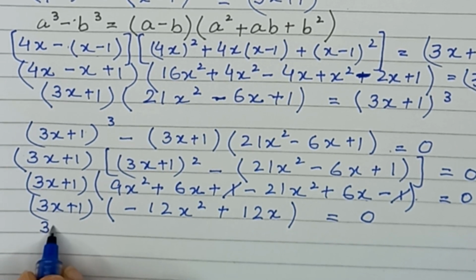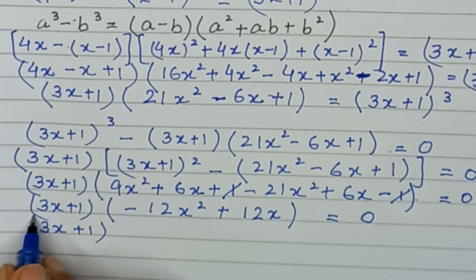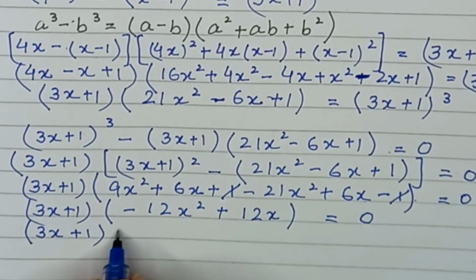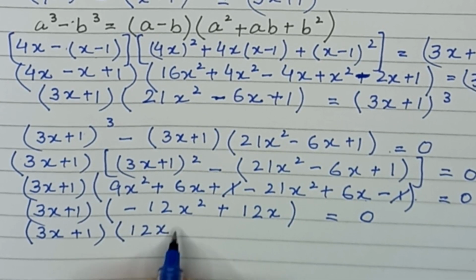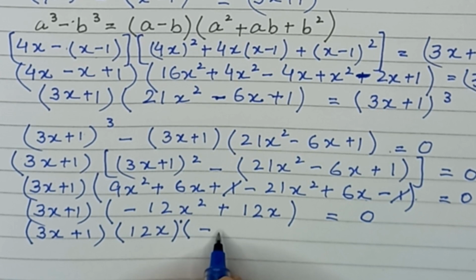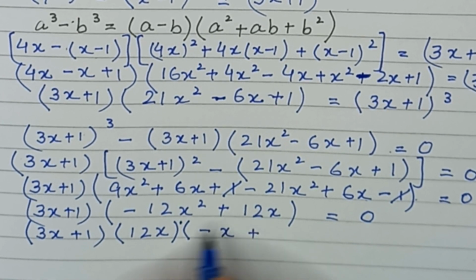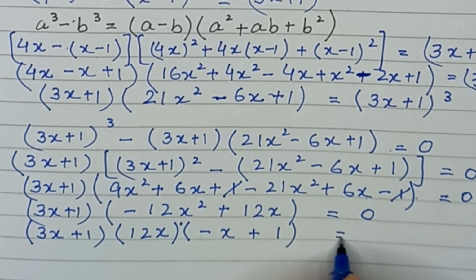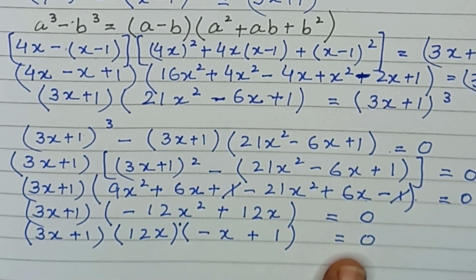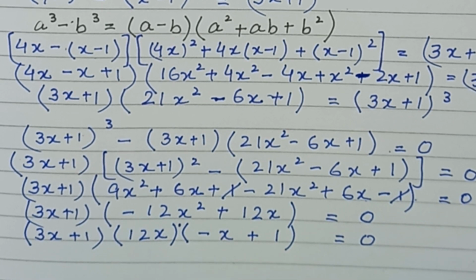So here we have 3x+1, and from these two terms 12x is common, so we will take 12x common here. So this divided by this will be equal to minus x, plus this divided by this will be equal to 1, which is equal to 0. Now here we have three possible solutions to find the value of x, which are 3x+1 is equal to 0, or 12x is equal to 0, or −x + 1 is equal to 0.